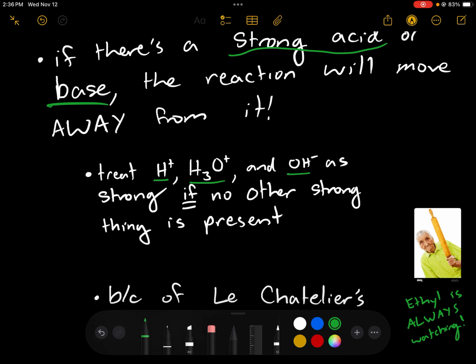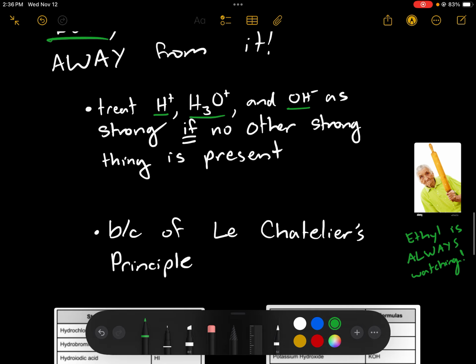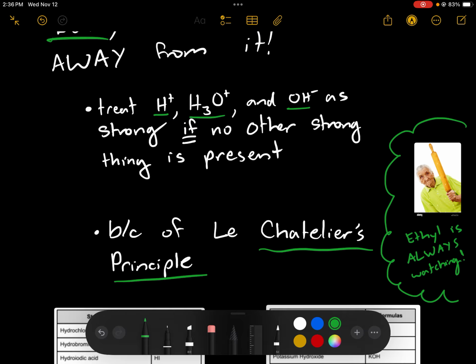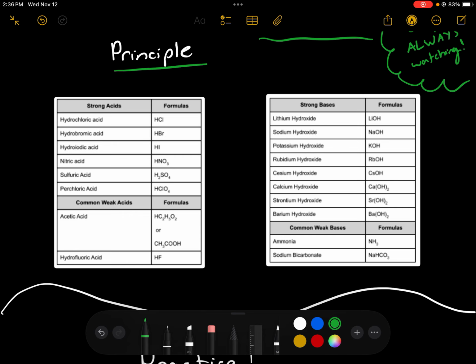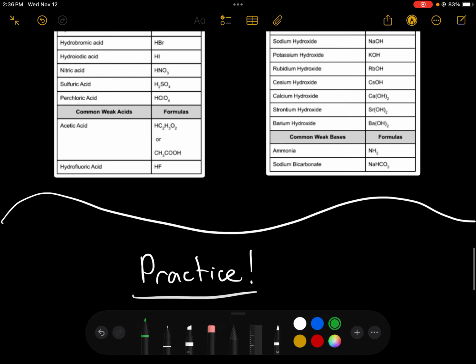The reason that reactions proceed away from H+, H3O+, OH-, or anything that happens to be strong is because of Le Chatelier's principle, which if you took baby chem with me, you've already been familiar with, and you know that good old equilibrium Ethel is always, always, always watching. So we're seeing her poke her head in a little bit now. In case you weren't sure, these are the strong acids and strong bases here and here to refer back to when I go through my examples.